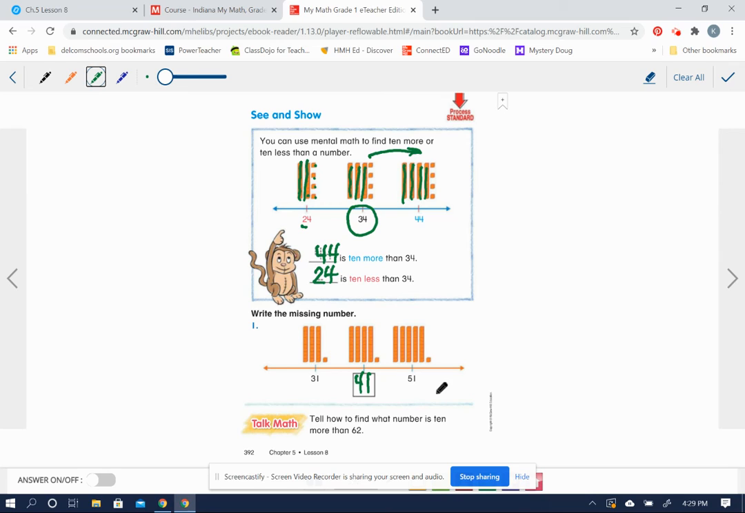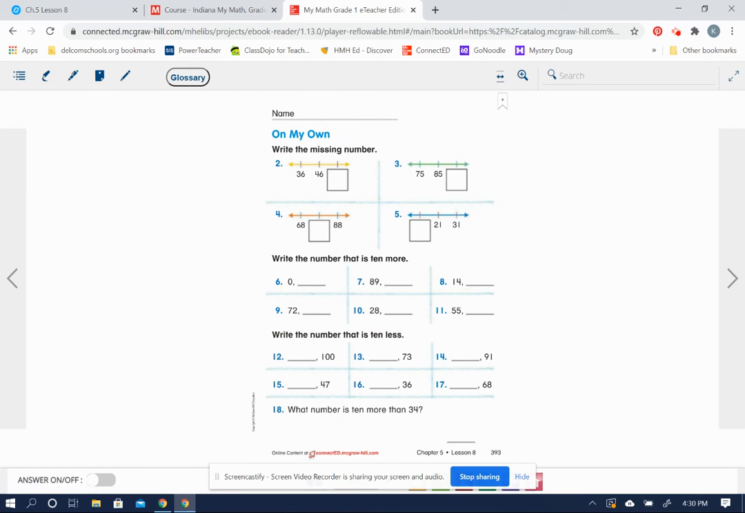What is 10 more than 62? You're going to increase the 6 tens. 2, 3, 4, 5, 6 tens. You're going to add 1 more. 1, 2, 3, 4, 5, 6, 7 tens is the same as 70. And we did not change the ones. Okay, very good.